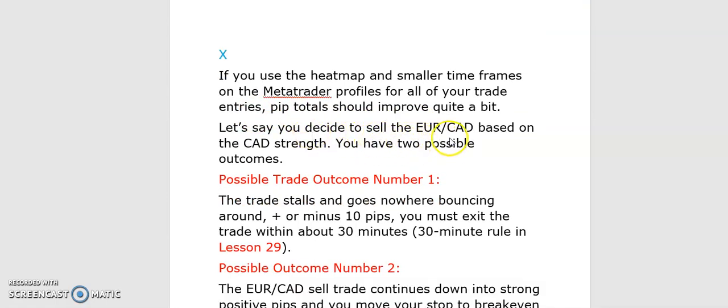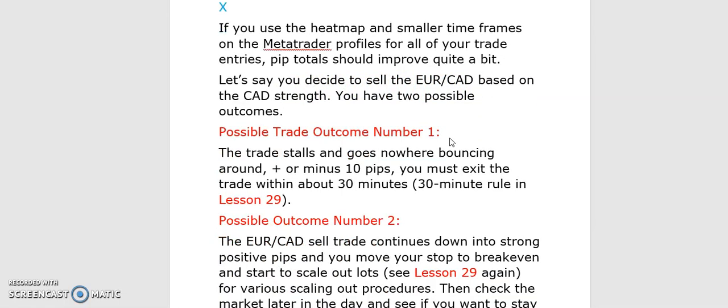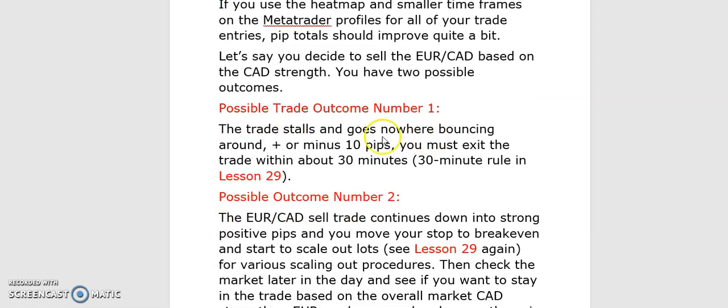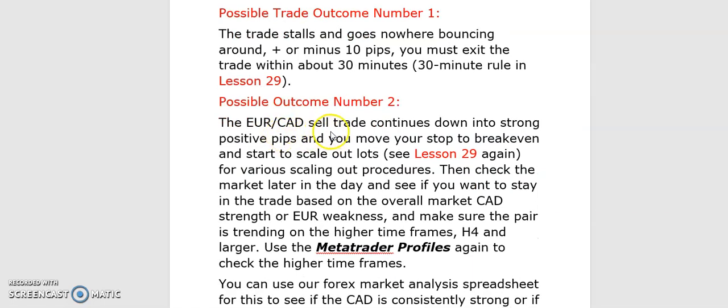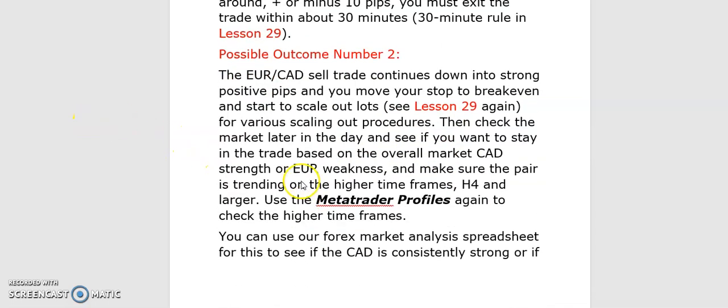Let's say you decide to sell the euro Canadian dollar. You have 2 possible outcomes. If the trade just stalls and goes nowhere, you could just exit the trade within about 30 minutes. This is called our 30-minute rule. It's in lesson 29 on our website. The other possible outcome, and this is the more likely outcome, is that you will make pips, and the euro Canadian sell trade continues down into strong pips. All you're going to do then is move your stop to break even and start to scale out lots. You can see lesson 29 again on our website for those procedures.